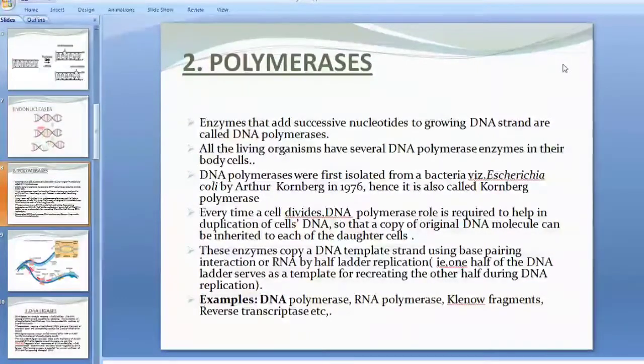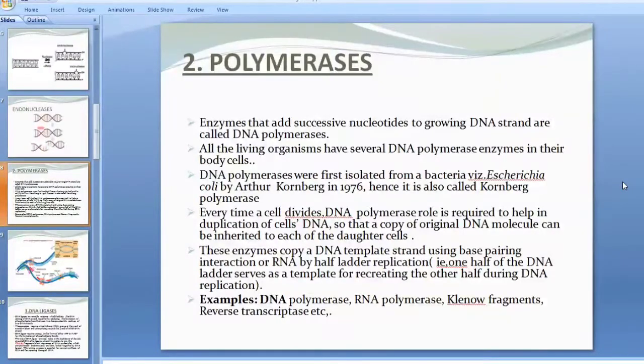The first DNA polymerase was isolated from a bacteria called Escherichia coli. It's a familiar bacteria, you know that? Escherichia coli, by Arthur Kornberg in 1976. Hence, this DNA polymerase is also called Kornberg polymerase, which was named after the discoverer, that is the scientist Arthur Kornberg.